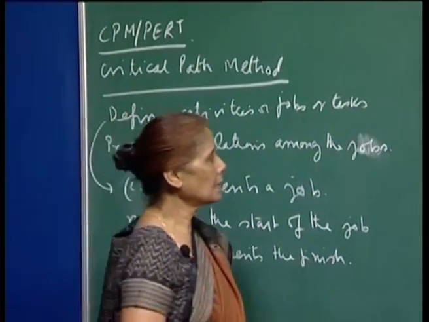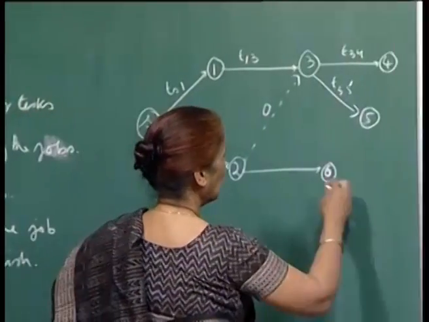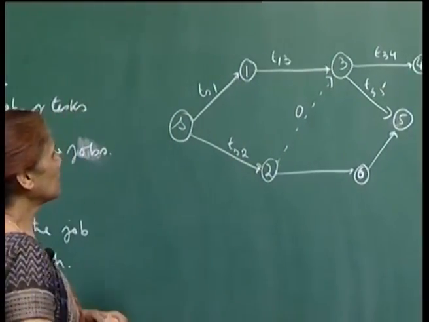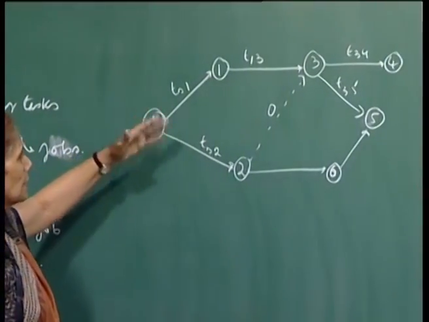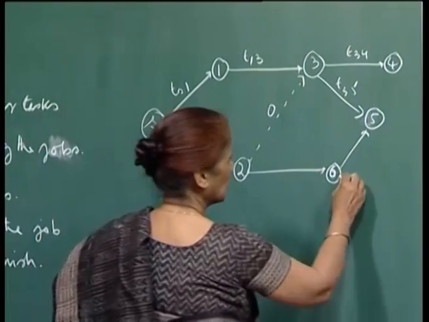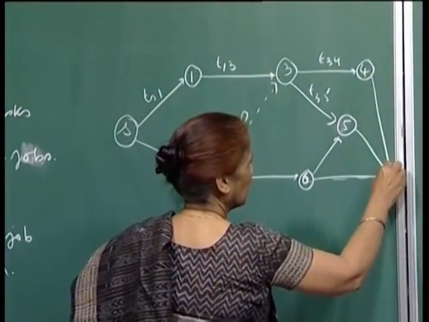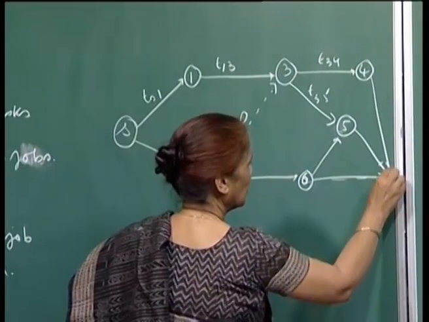Say, for example, yes, suppose I have an arc like this also here. So, let us look at this network here representing a project. I have not shown the finish here. The finish may be somewhere, and then you may have something like this. This may be the finish.